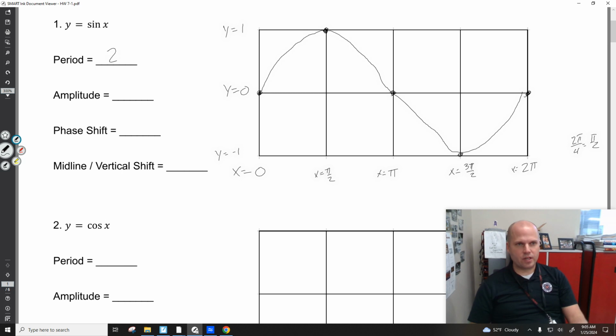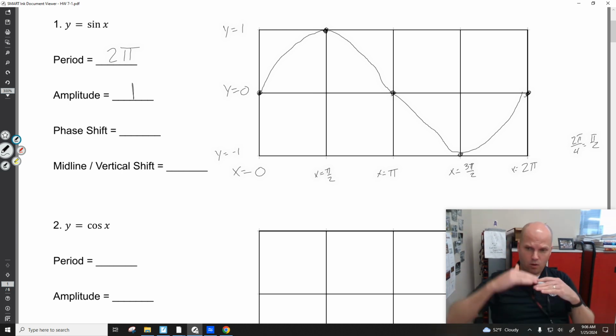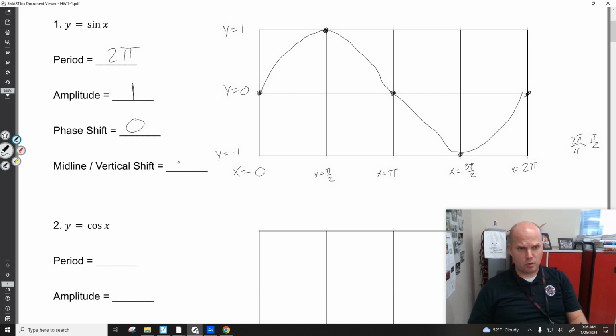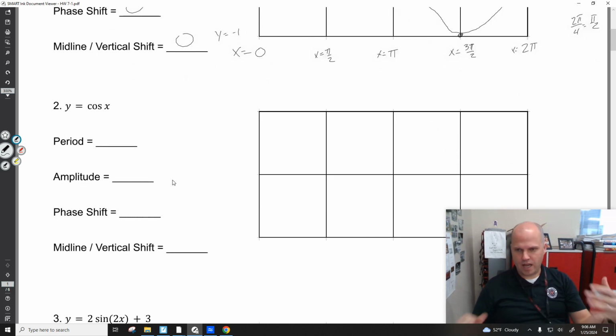I have a period of 2 pi. My amplitude, which is the distance from my midline to the top or the bottom, is a positive value always. We're going to say it's a positive 1. I go up 1, I go down 1. That's my amplitude. My phase shift is like a horizontal shift. There's no phase shift and there's no midline shift. Cool?